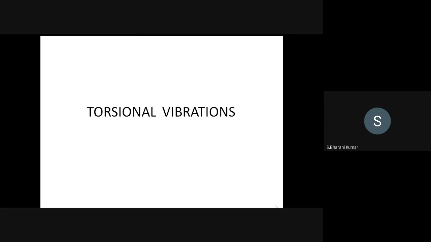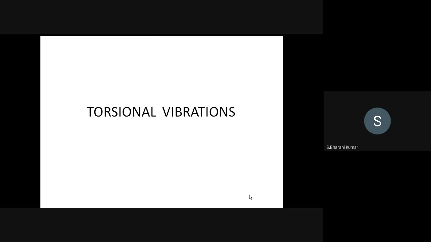And the next one is called transverse vibration. It acts against the axis of a component. That is called a transverse vibration. Torsional vibration is called rotation. I already explained this through one diagram also.